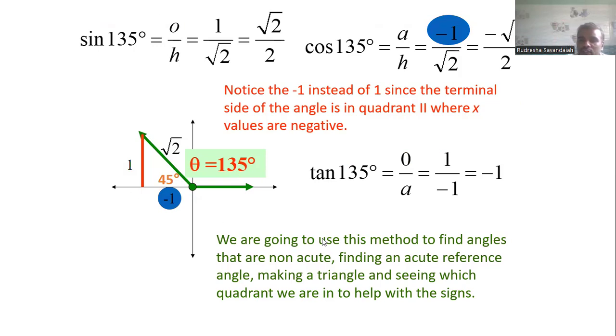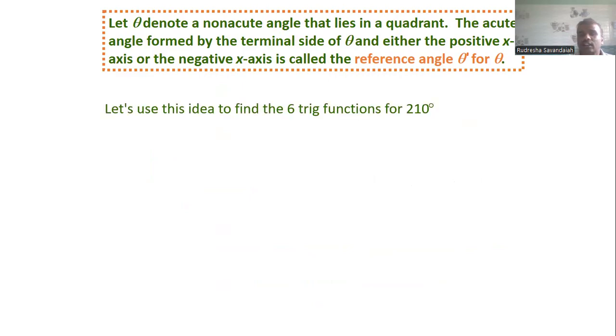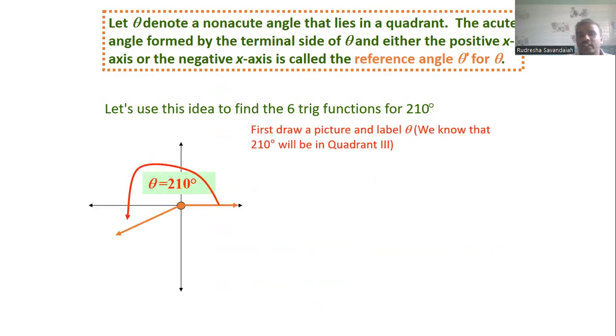We are going to use this method to find the trig functions of angles that are non-acute. Finding an acute reference angle, making a triangle, and seeing which quadrant we are in helps with the sign. Let's now go to the next slide. Let theta denote a non-acute angle that lies in a quadrant. The acute angle formed by the terminal side of theta and either the positive x-axis or the negative x-axis is called the reference angle theta dash. Let's use this idea to find the six trigonometric functions for 210 degrees.